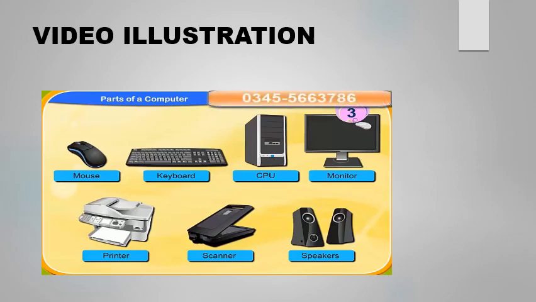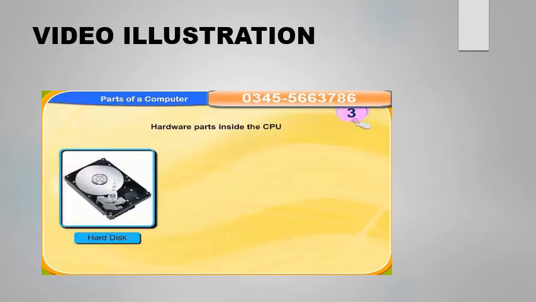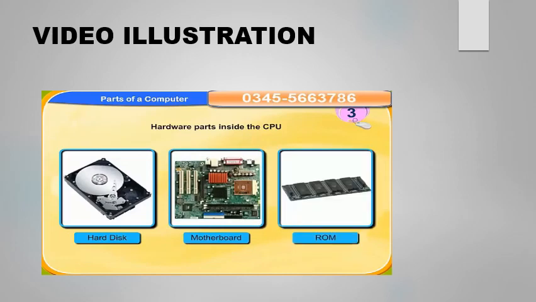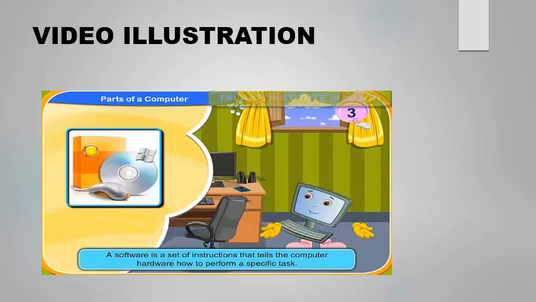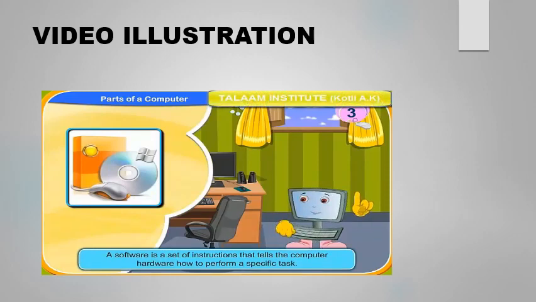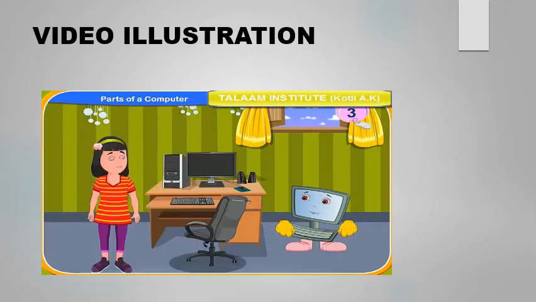What about the parts inside the CPU? Are they called software? No, Rennie. These parts like the hard disk, the motherboard, and the ROM are also hardware. You can only see them when you open the CPU. Then what is software? A software is a set of instructions that tells the computer hardware how to perform a specific task. I understand. As the computer hardware cannot work by itself, it needs some step-by-step instructions to perform a task given by a software.